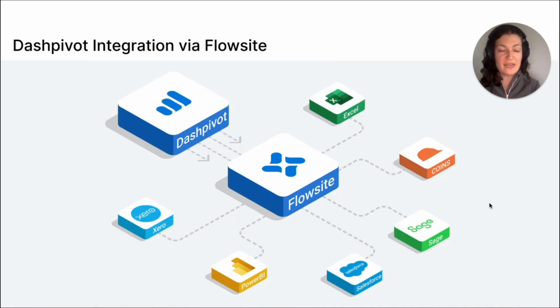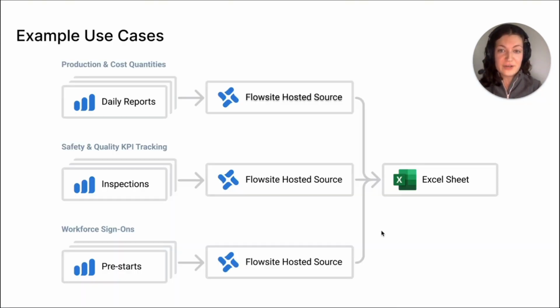Dashpivot can be used for many other use cases, and data can be synced to external tools such as Excel, Power BI, and Xero, using our integration product Flowsite. With this, you can seamlessly transfer your meeting data from Dashpivot to your preferred data analytics or other tools. For example, some customers are using this integration to push their workforce sign-on data from Dashpivot to Excel for advanced analytics, looking something like this, eliminating the manual data transfer step.